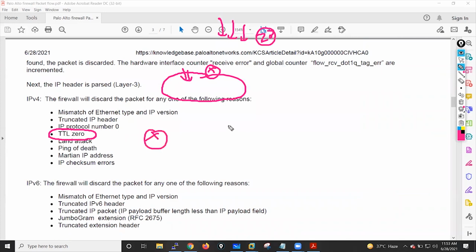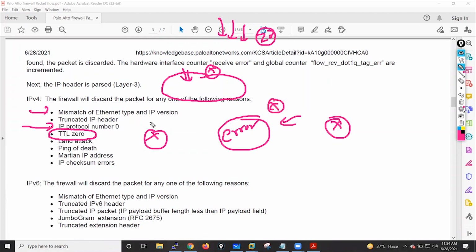Generally, in the ingress check, it will always check what kind of errors are available in the TCP header, the IP header, and the layer 2 header. If you have received a packet with protocol number 0, your firewall will drop the packet. Sometimes you will have a mismatch of EtherType and IP version, and in that case your packet will be dropped. If my firewall is receiving a truncated IP header, meaning the IP header has been truncated for any reason, maybe some hacker truncated it, your packet will also be dropped by the firewall.